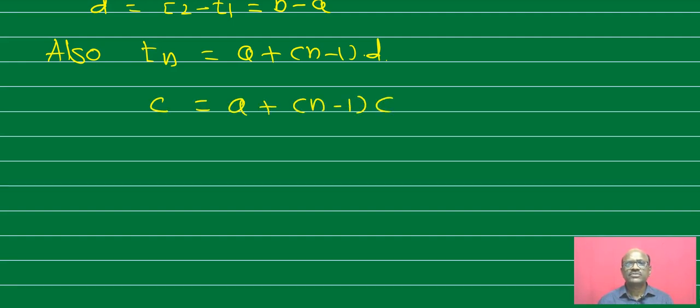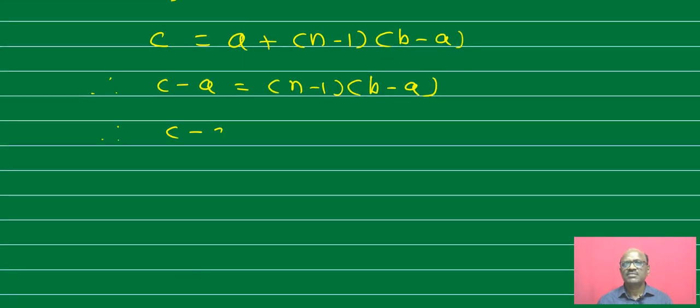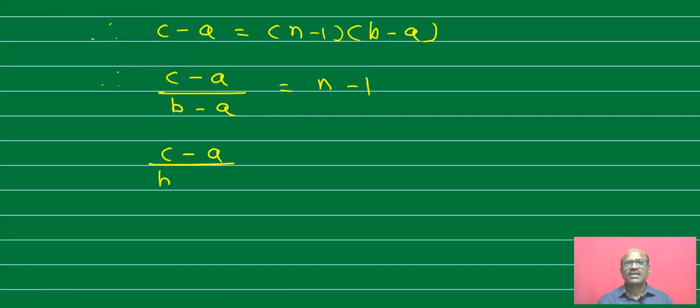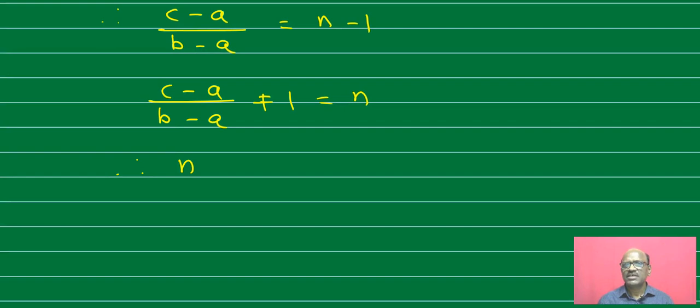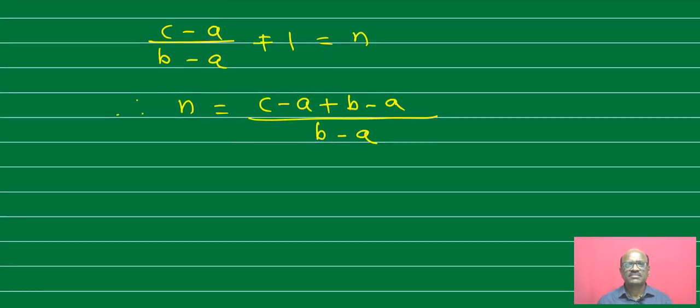That is, Tn is equal to a plus (n minus 1) into d. Tn is c, so c is equal to a plus (n minus 1) in bracket (b minus a). Therefore, the value of n minus 1, because we will require the value of n minus 1 also, is (c minus a) upon (b minus a), and also n is equal to (c minus a) upon (b minus a) plus 1. If you simplify this, then you will get n is equal to (b plus c minus 2a) upon (b minus a).